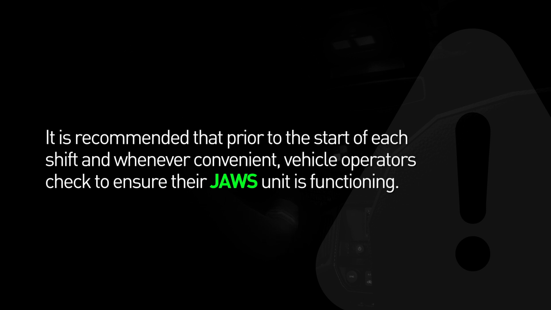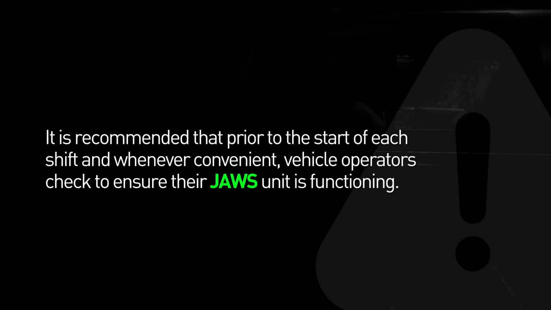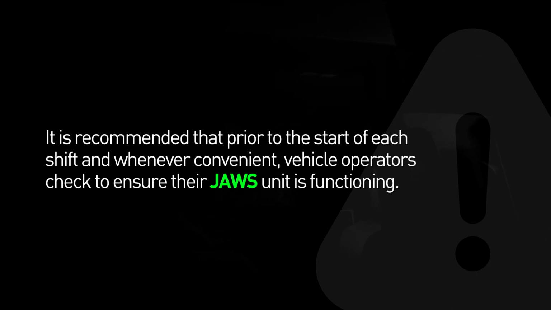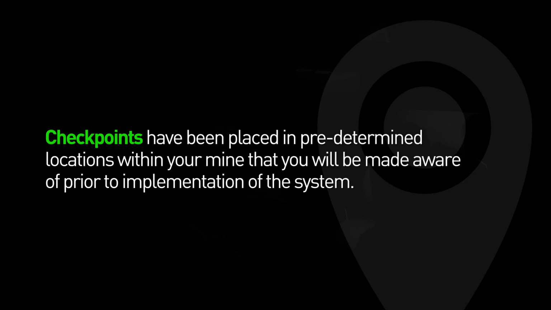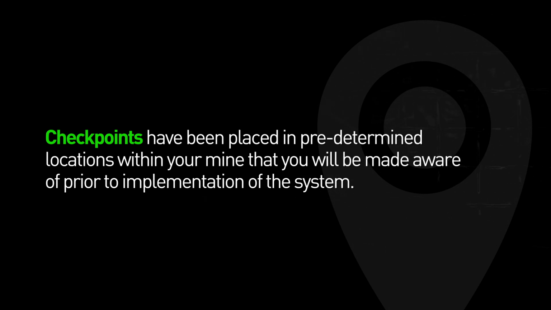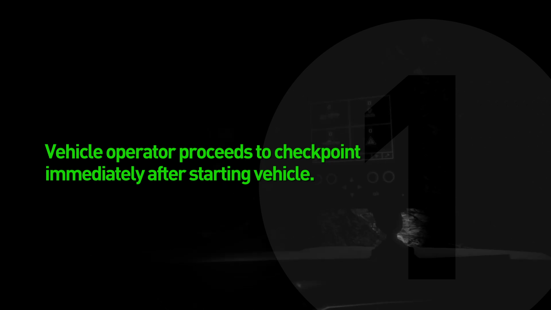It is recommended that prior to the start of each shift, and whenever convenient, vehicle operators check to ensure their J.A.W.S unit is functioning correctly. Checkpoints have been placed in predetermined locations within your mine that you will be made aware of prior to implementation of the J.A.W.S system. Vehicle operator proceeds to checkpoint immediately after starting the vehicle.